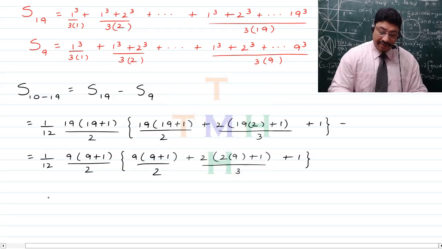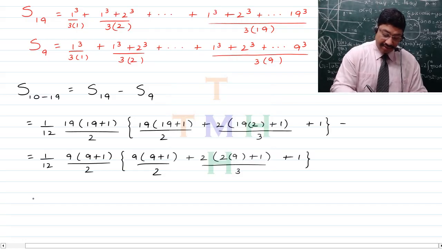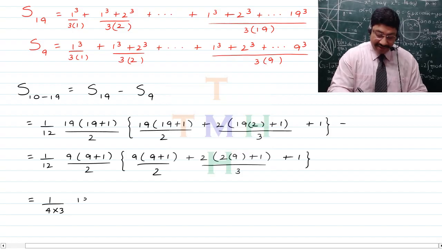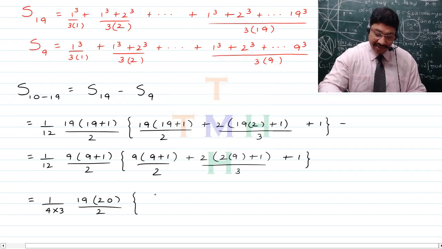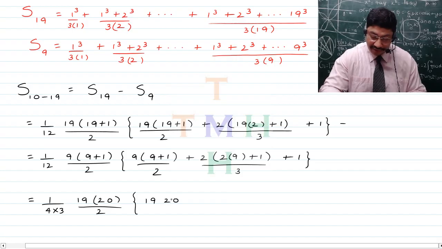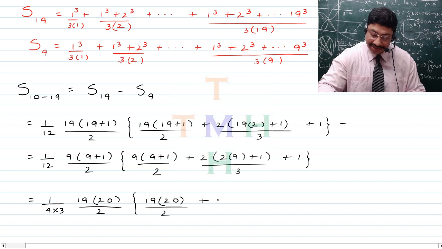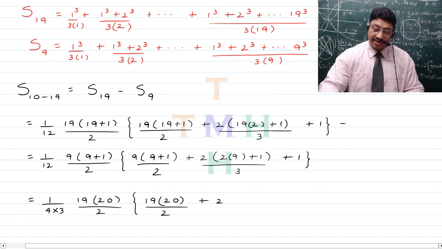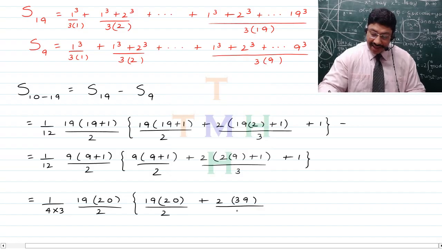If we talk about the first term, we have here 1 upon 12, which can be written as 1 upon 4 into 3, right? And then we have 19, which is multiplied with 20, and it is divided by 2, right? And to that further is multiplied 19 times 20, divided by 2, right? And then to it is added 2 times 19, which is 38, and 1 is 39, and it is divided by 3, and to it is added 1, right?